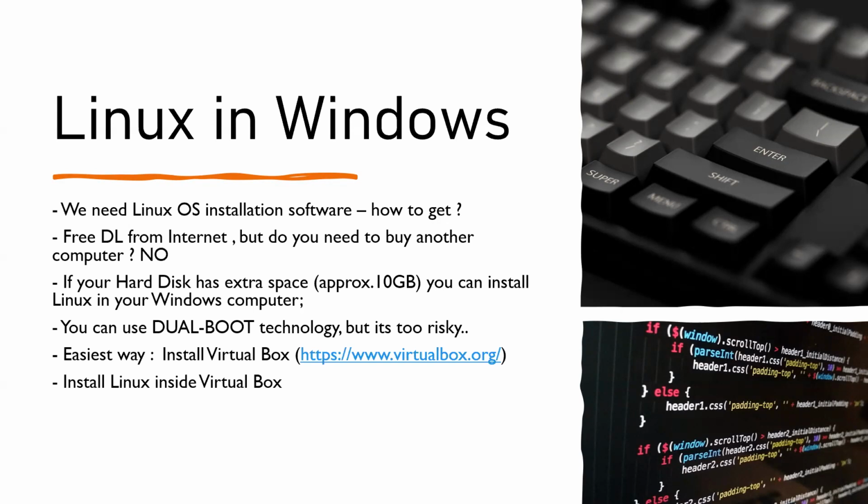Sometimes you may damage your operating system. Maybe you will not be able to go to Windows, or you will not be able to go to Linux. So you have to start again. Like you may lose lots of data from that. So it's very risky, I think. The easiest way is to install VirtualBox in your Windows operating system, and then you can install Linux inside the VirtualBox. All right.